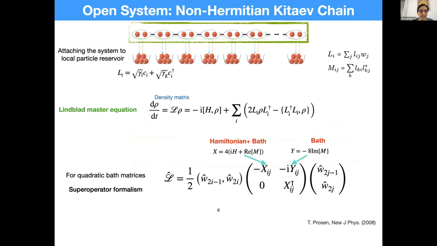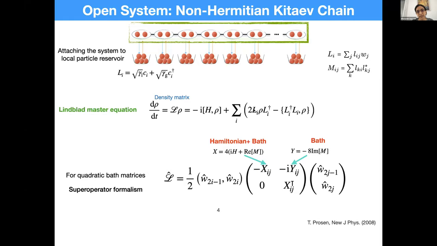What I'm particularly interested in is coupling our Kitaev chain to some type of local reservoir, in such a way that electrons with the rates gamma L and gamma G are allowed to exchange particles with the system. Since this system is open, it can be described by the Lindblad master equation for the time evolution of the density matrix. In the equation, we have a non-dissipative term, which comes from the unitary evolution of the density matrix, and another term which incorporates the interaction between the system and the bath.